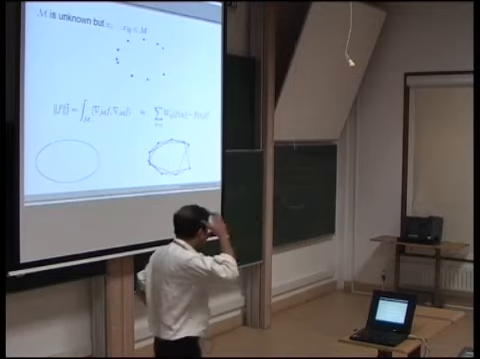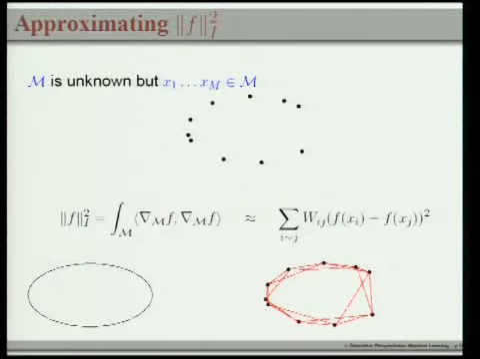So, this brings us to the heart of the matter, which always comes up whenever you do anything like this. You are given a manifold, you are given a bunch of points. In this case, these were the unlabeled data sets. How do I estimate something on the manifold? In this case, some intrinsic norm on the manifold, or the Laplace operator on the manifold. Okay, so M is unknown, but what you have are a bunch of points sampled from M.